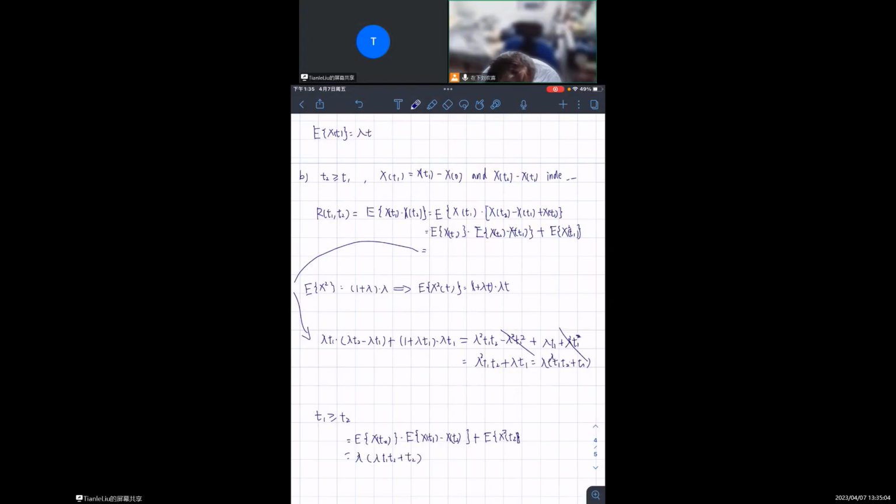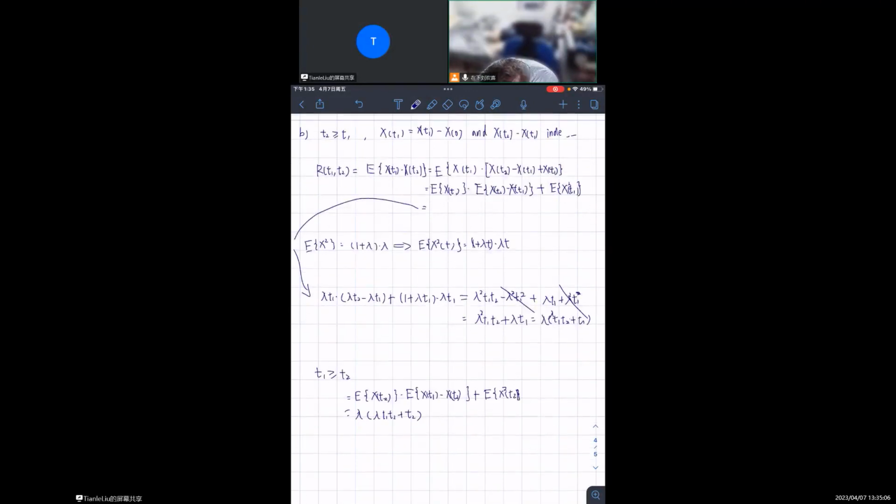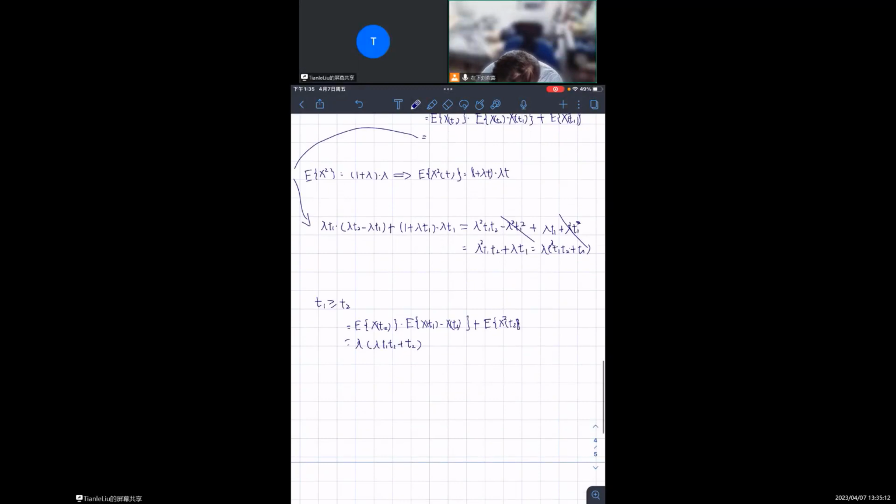And we can see that when t1 is less than t2, it will be t1. When t2 is less than t1, it will be t2. So we can write the form like this: lambda squared t1 t2 plus lambda times the minimum of t1 and t2.